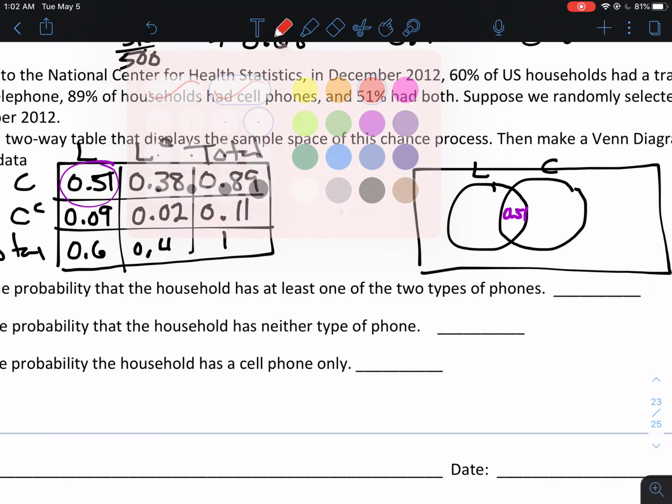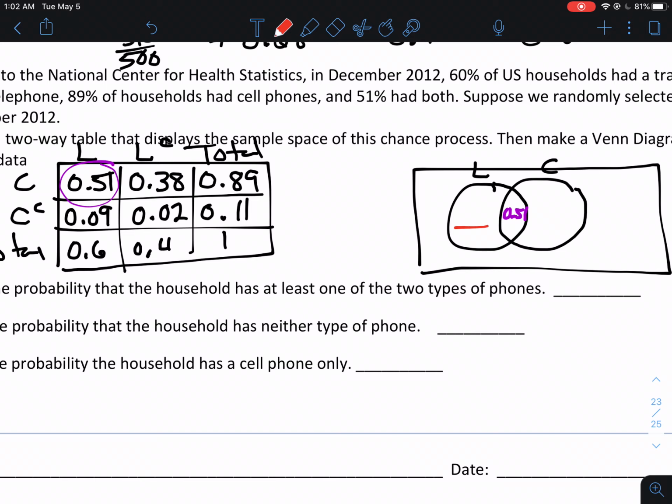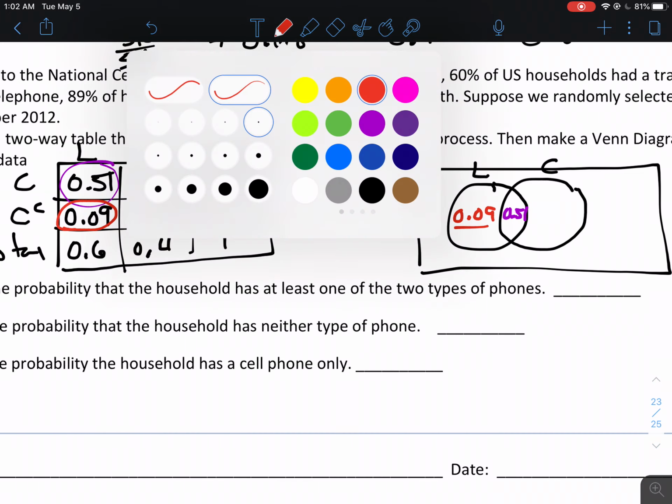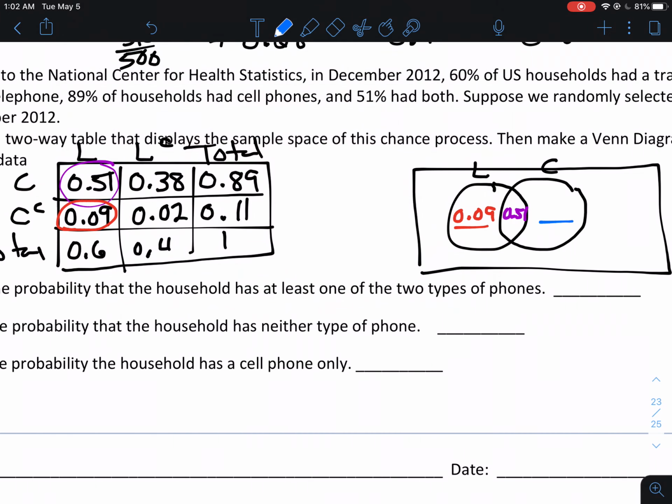So then what we want to go right here is we want the people that had landlines but that didn't have cell phones. So landlines but no cell phones would be this 0.09. And then we'll do the same thing for cell phones. We want the people that had cell phones but didn't have landlines. So go into the table, cell phones and no landlines was 0.38.